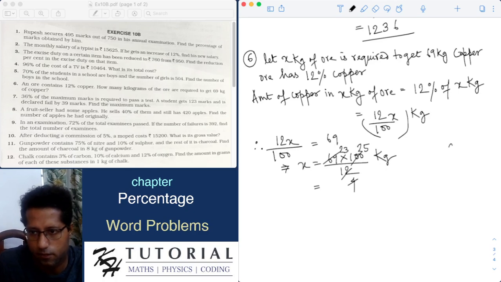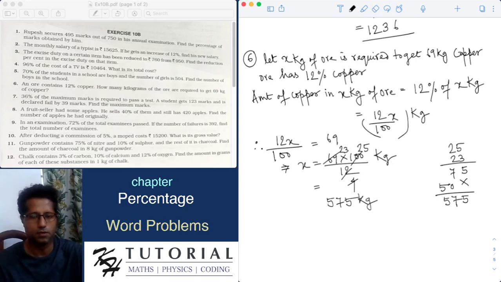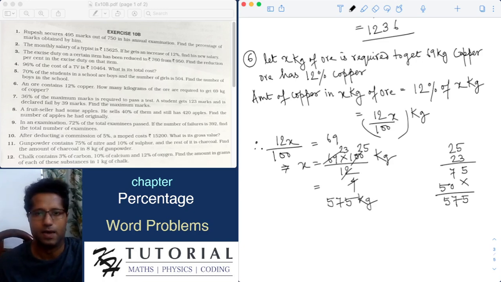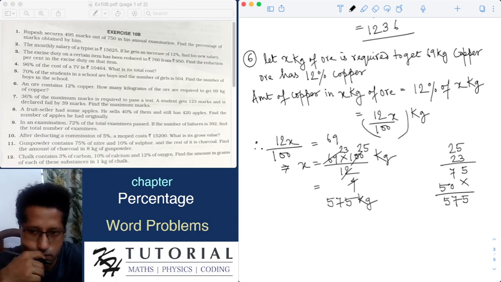So how much is 25 multiplied by 23? 575. So 575 kilogram of ore is required, where it will have 69 kilogram of copper.